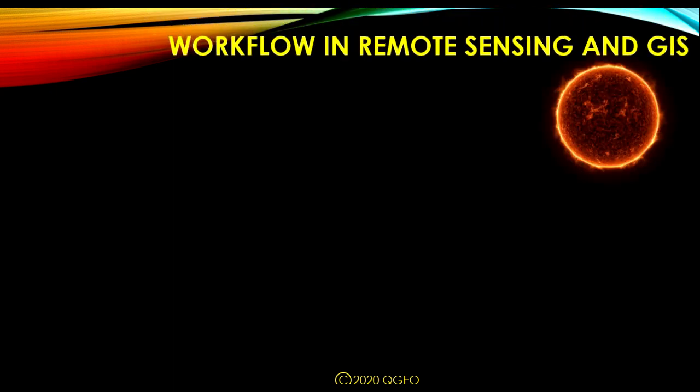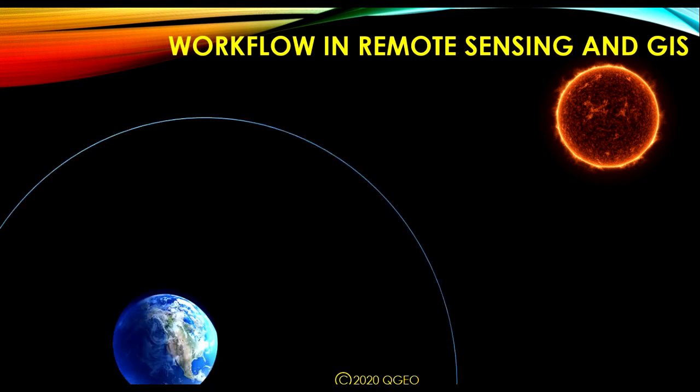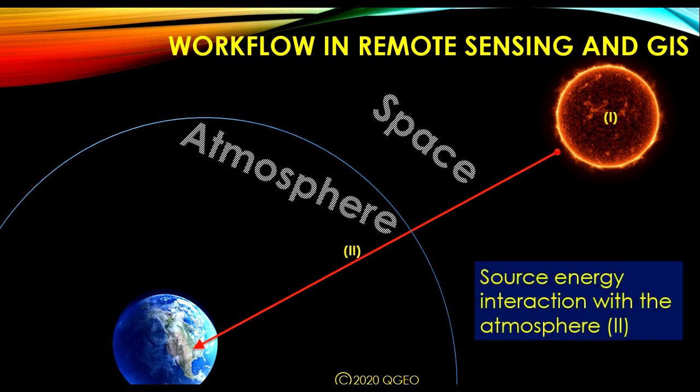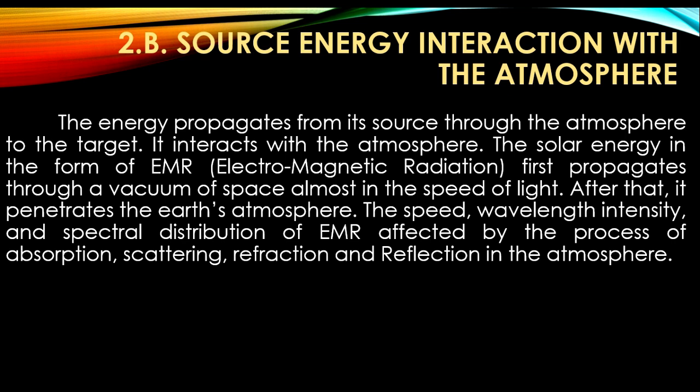Workflow in remote sensing and GIS for the second case. Source of energy and interaction with the atmosphere. The energy propagates from the source through the atmosphere to the target. It interacts with the atmosphere.